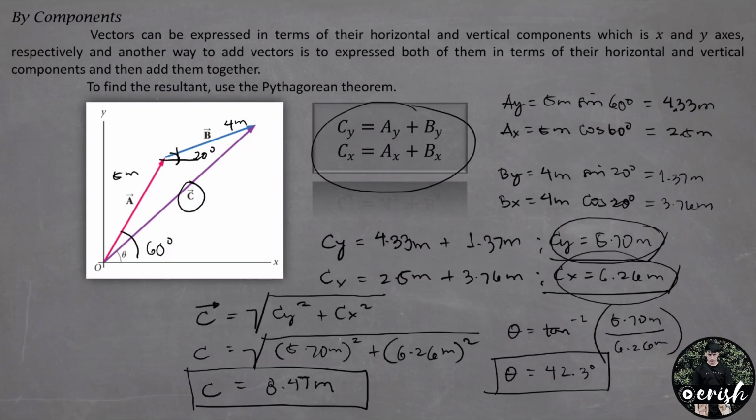Etong method natin using components is more accurate than graphical method. So in the future lessons natin, we will always add vectors using components. So graphical method kasi is useful primarily as a rough checking lang on the results obtained with the components.